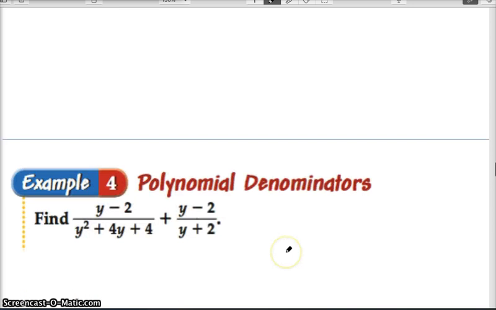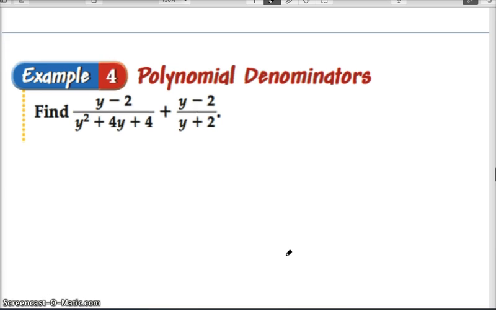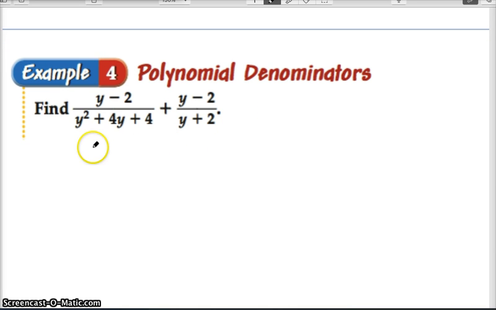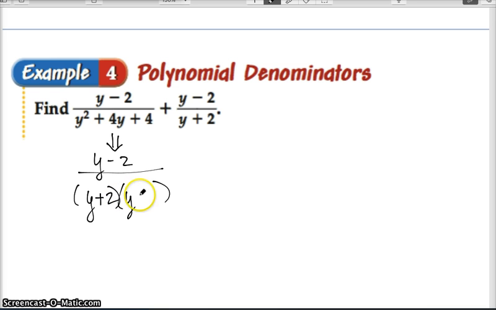Let's see if we have another example that makes sense to us. All right, so here's another one. We have y squared plus 4y plus 4. I'm definitely going to factor this to see what's going on. So I've got y minus 2 over, this can be factored into the quantities y plus 2 times y plus 2. This is a perfect square trinomial.